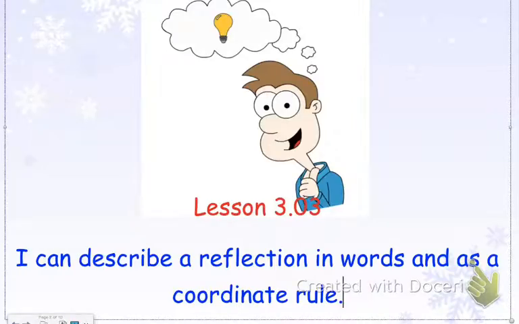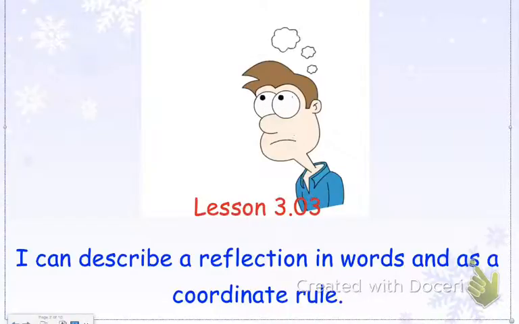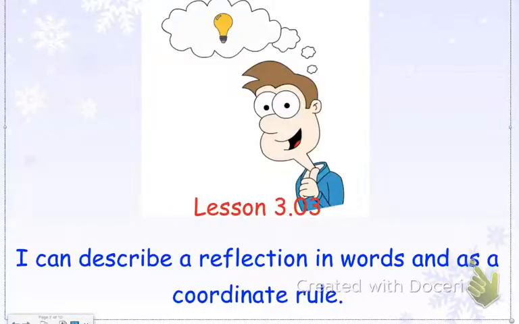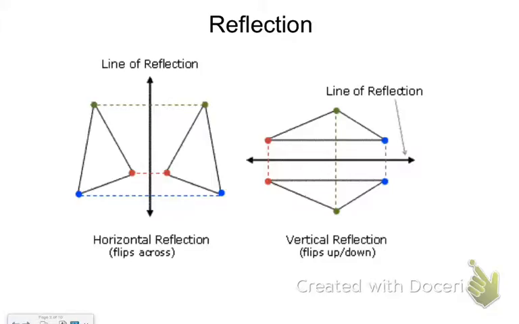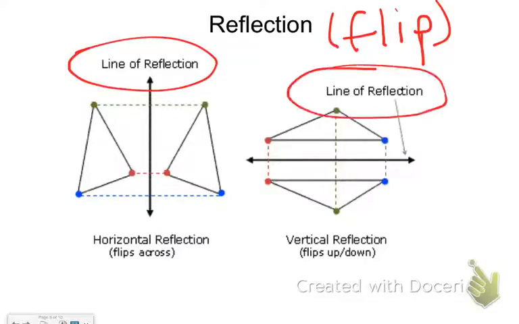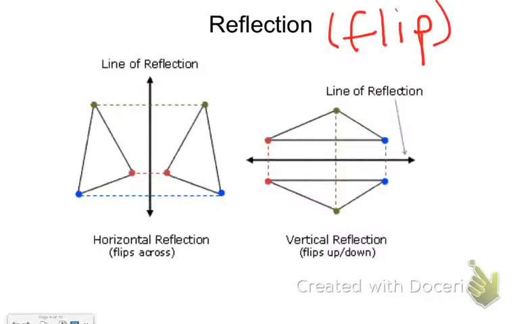In today's lesson 3.3, we are going to be performing reflections and translating them both into word form and coordinate rules. So a reflection is a flip over our x-axis or over our y-axis. So our x and y-axis are going to be known as our line of reflection. It's going to be the line that we are flipping our image over.